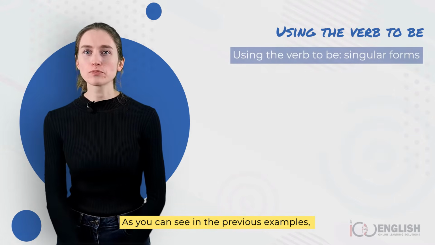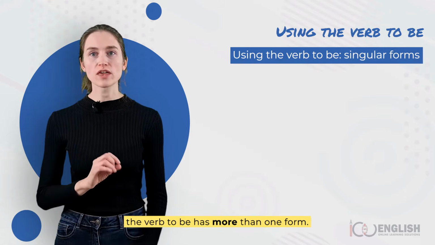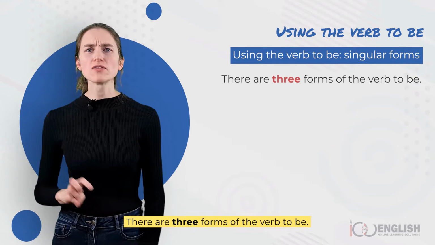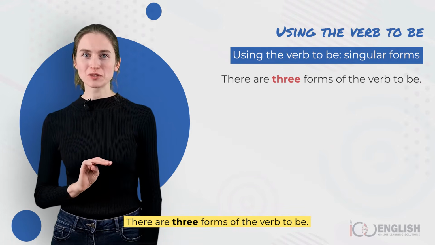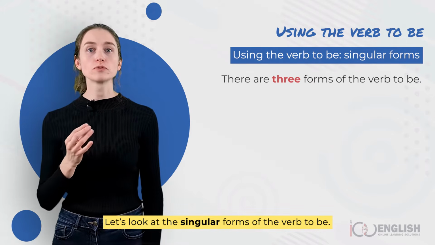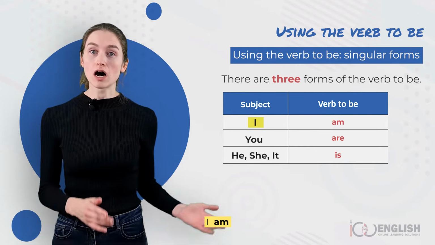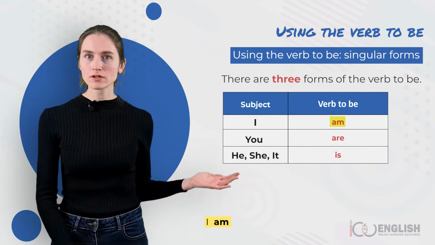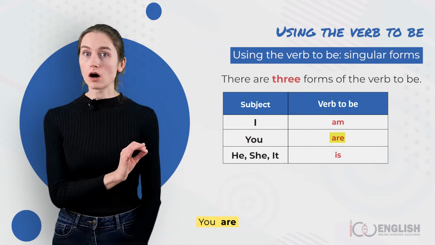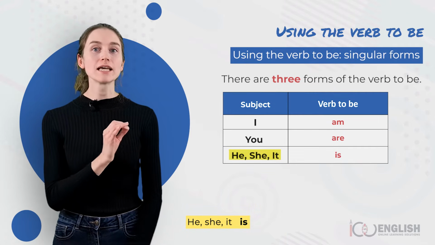As you can see in the previous examples, the verb to be has more than one form. There are three forms of the verb to be. Let's look at the singular forms of the verb to be. I am, you are, he, she, it is.